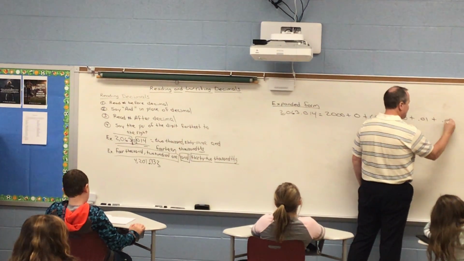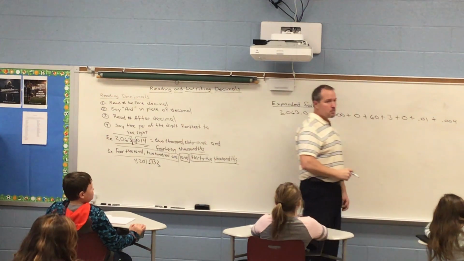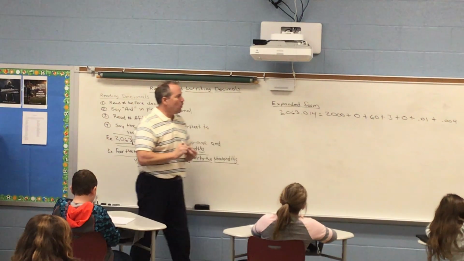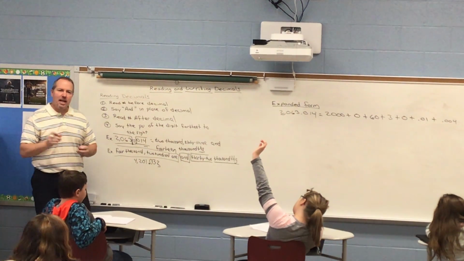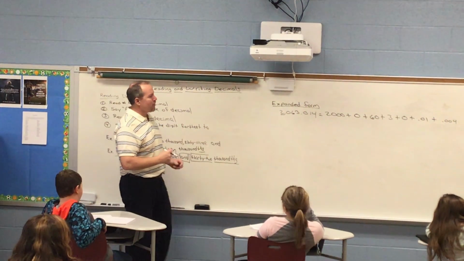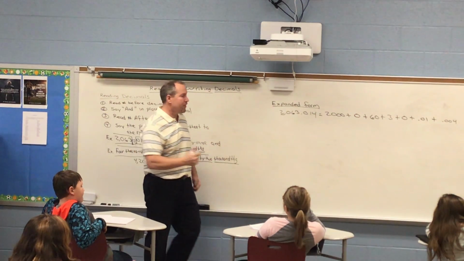4,000. Very good. Okay, so that is one way that you're going to see expanded form. Now, a second way that you may see expanded form is where they take the digit times its place value.